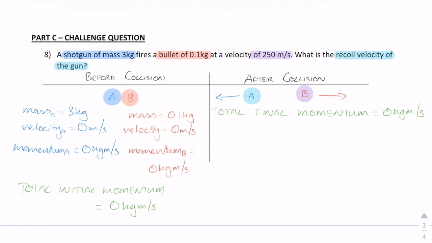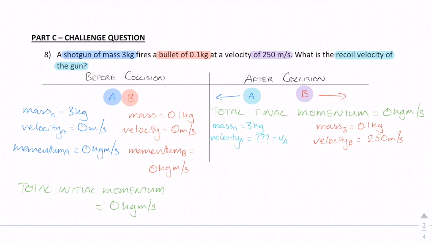So what do we know about this body? Let's do A on this side. The mass of A is 3 kilograms and the velocity of A is unknown. Let's call that VA. Now the mass of B, on the other hand, is equal to 0.1 kilograms, as we saw before. The velocity of B is equal to 250 meters per second.